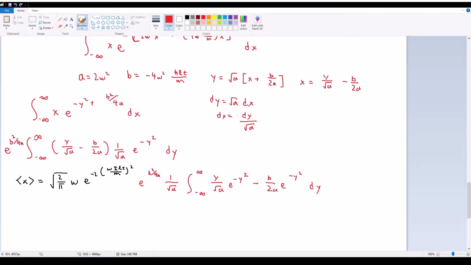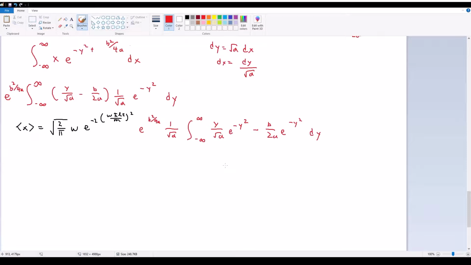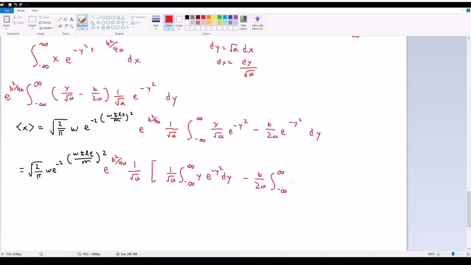So then we have to split this up again into two different integrals. This is going to give us square root of 2 over pi omega e to the negative 2 omega h bar lt over m squared. And then we have, in red, e to the b squared over 4a times 1 over root a, multiplied by 1 over square root of a times the integral from negative infinity to infinity of y e to the negative y squared dy, subtracted by b over 2a integral from negative infinity to infinity of e to the negative y squared dy.